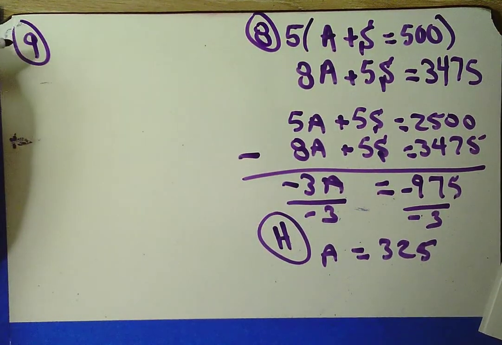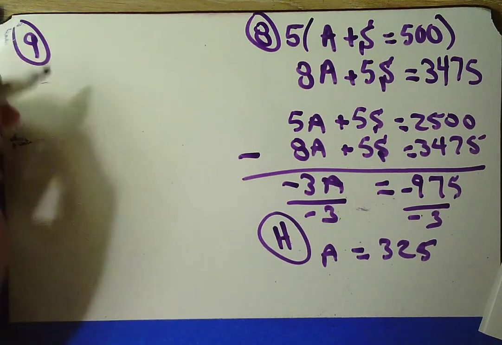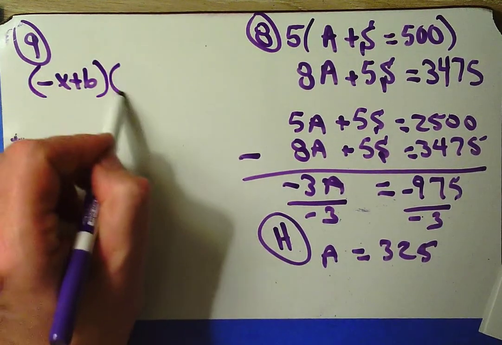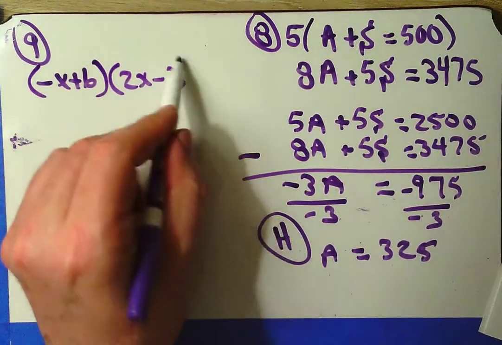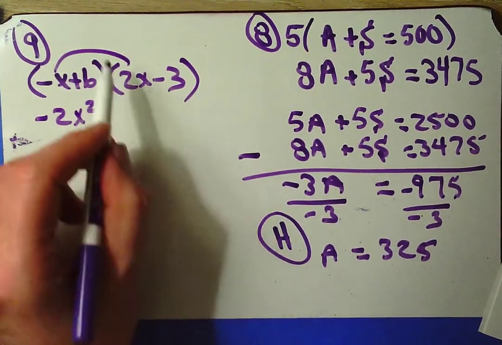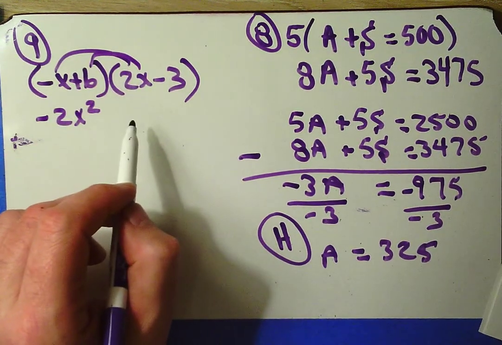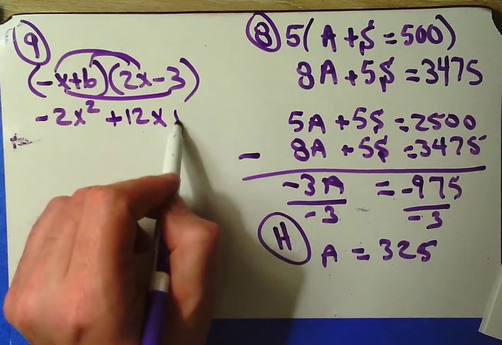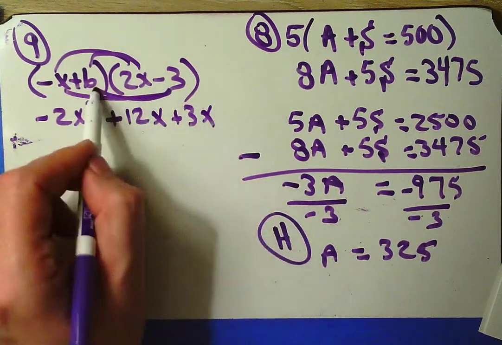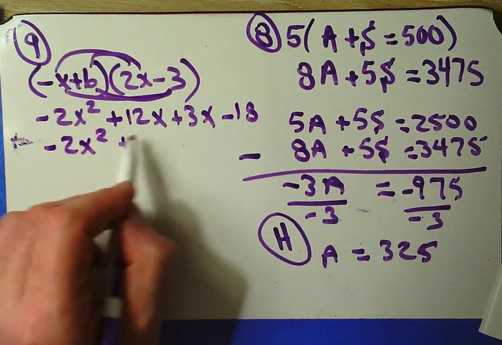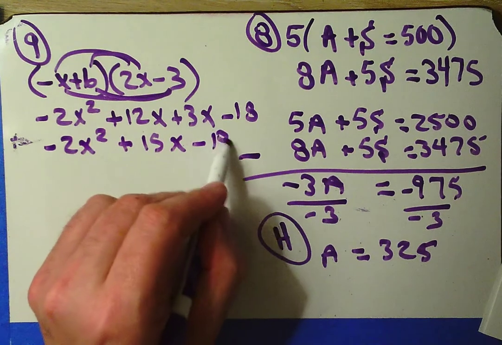Problem number 9, what is the resulting coefficient of x when -x plus 6 is multiplied by 2x minus 3? Well, if I FOIL this problem out, I get -2x squared plus 12x plus 3x minus 18. Or -2x squared plus 15x minus 18.